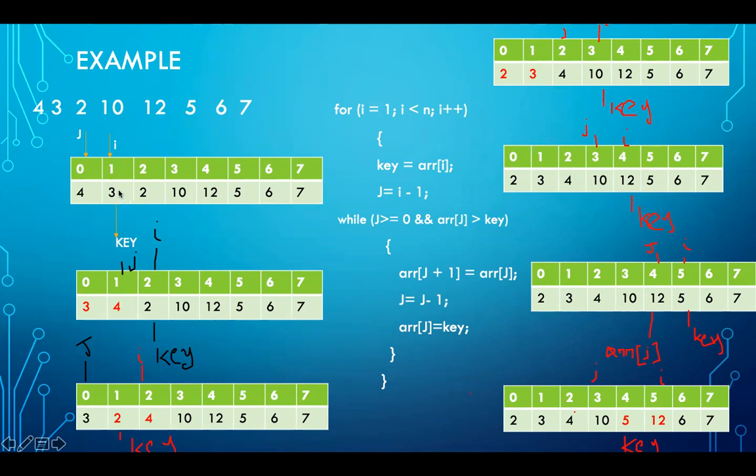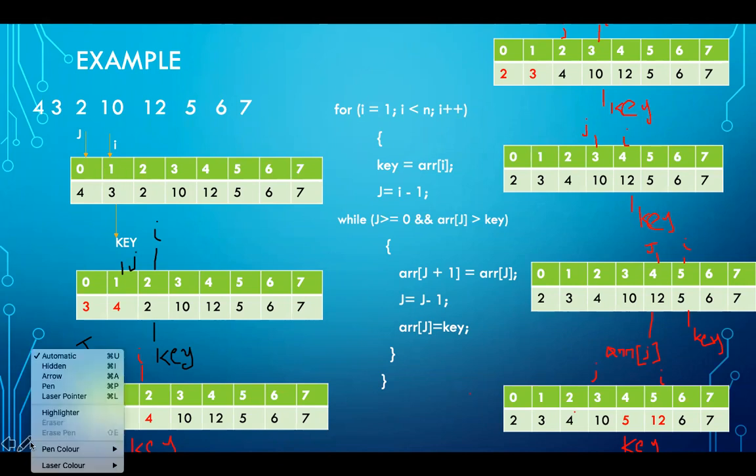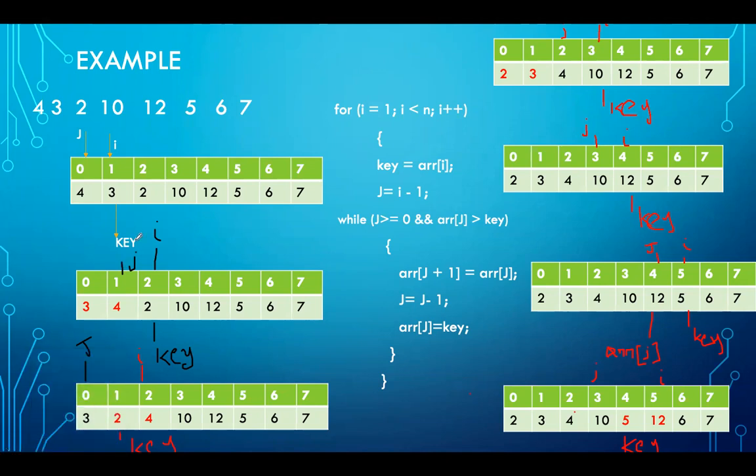So we will compare with the j elements. How many elements are there in j? Now only one element is there, because the array is divided like this. This whole part is the I part, and this is the j part. From the I part we will pick one element and we will fix it in the j part. That is what we are going to look at.